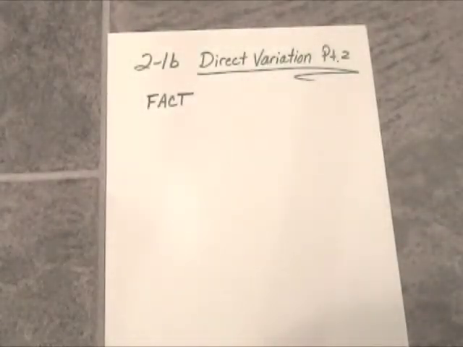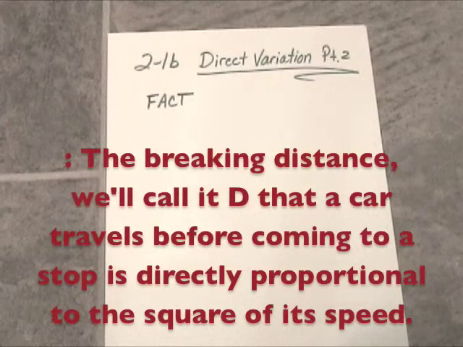Here's the second part of direct variation. This is where we look at some real life examples. Okay, here's a fact. The braking distance, we'll call it D, that a car travels before coming to a stop is directly proportional to the square of its speed.